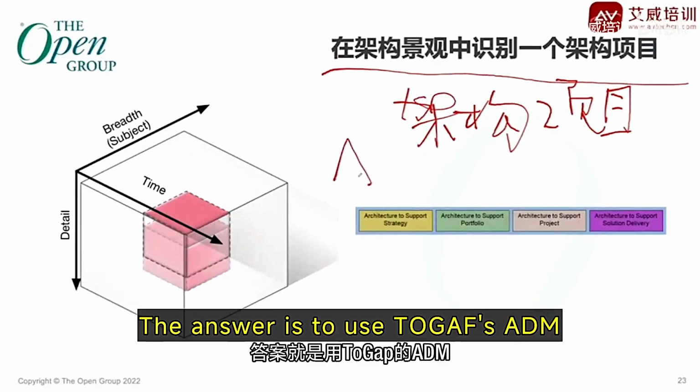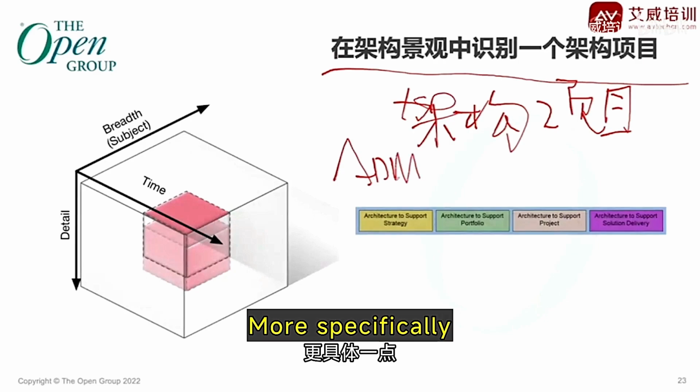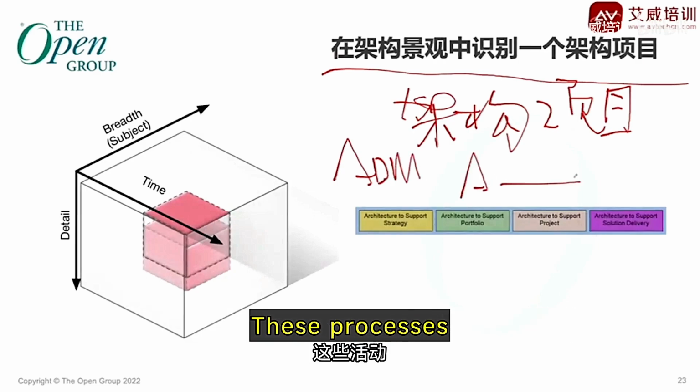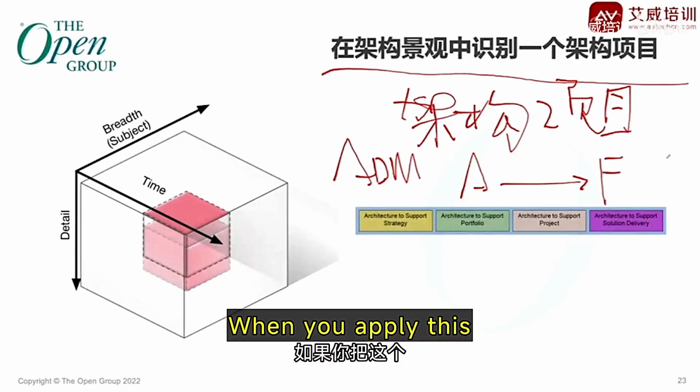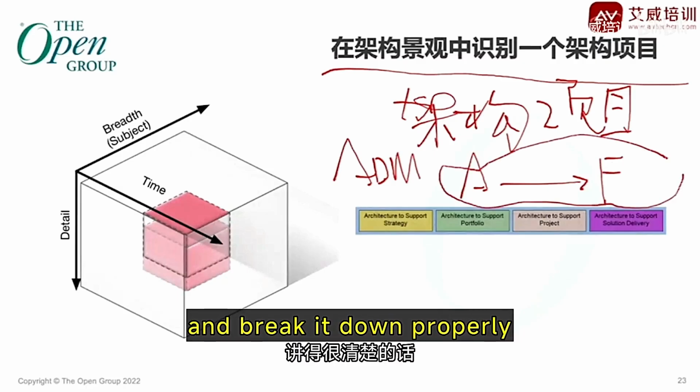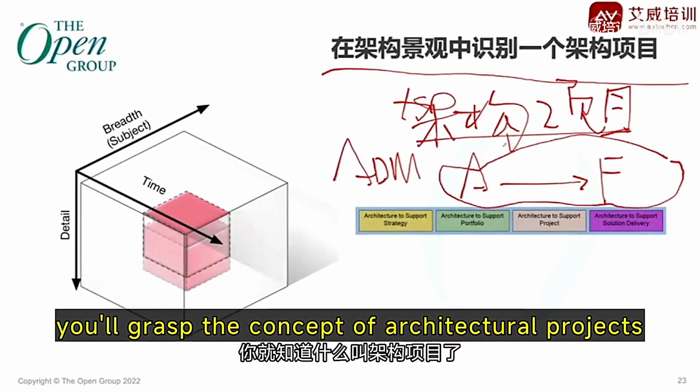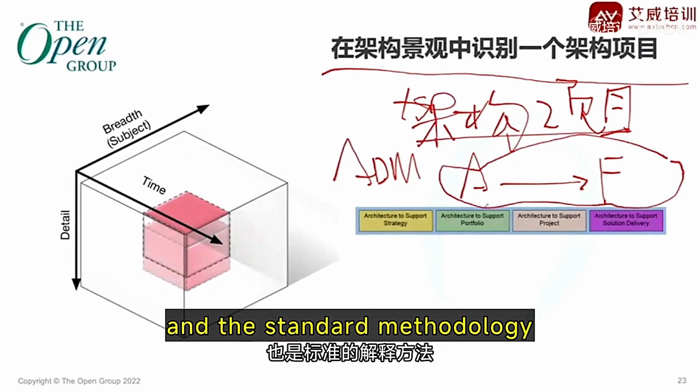How to handle an architecture project? The answer is to use TOGAF's ADM. More specifically, using phases A through F of the ADM. When you apply this A through F framework and break it down properly, you'll grasp the concept of architectural projects. This was my teaching approach and the standard methodology.